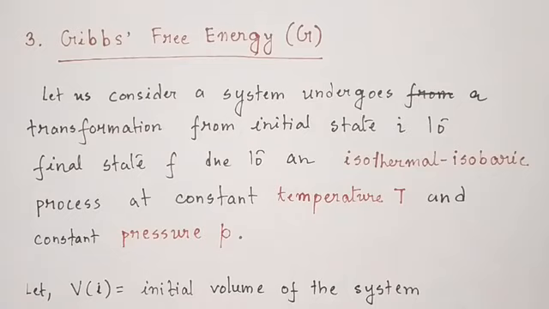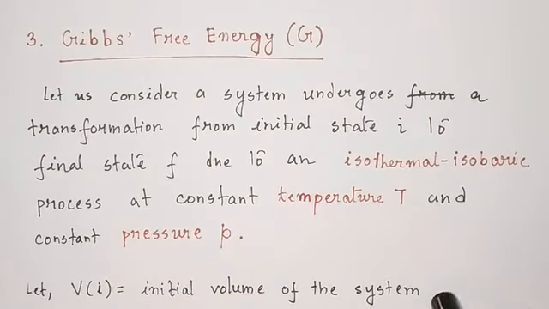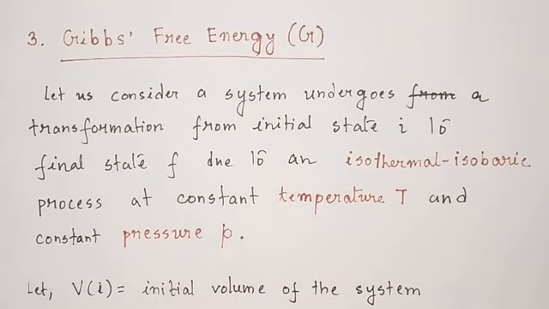So now we'll find the expression for another thermodynamic potential, which is Gibbs free energy, denoted by capital G. If you remember, for the Helmholtz free energy, we defined it for a thermodynamic system which is at constant volume and constant temperature. That is, any process has to be isothermal and isochoric. Now here we'll express this Gibbs free energy for a thermodynamic system which is at constant temperature and constant pressure. That is, any process has to be isothermal and isobaric.